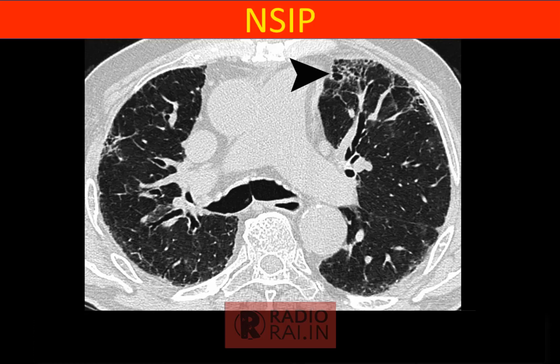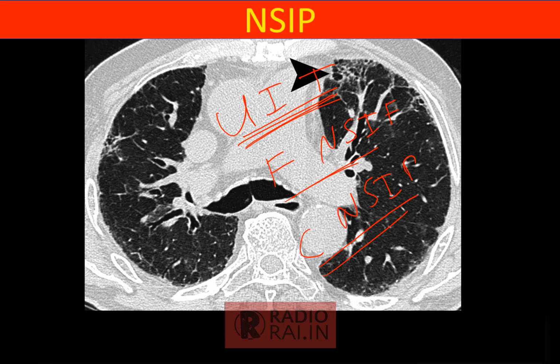Now whenever we see UIP and NSIP, what we have to keep in mind is that the difference is the presence of honeycombing. Now if you see the mortality rate, UIP has the highest mortality or the lowest survival rate, and fibrotic type of NSIP has the second highest, and then comes the cellular NSIP. So cellular NSIP means it is just the early stage of inflammation. We can give steroids, we can try to extend the lifespan of the patient, but whenever it goes towards the fibrotic NSIP or UIP, the mortality keeps on increasing.